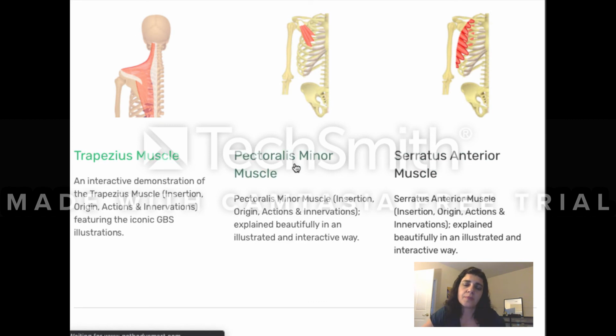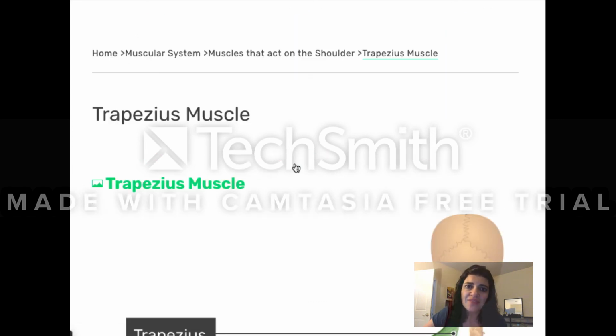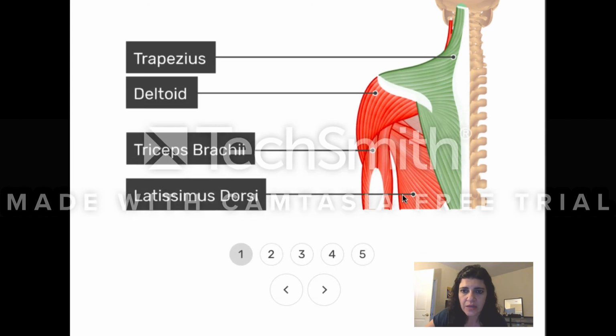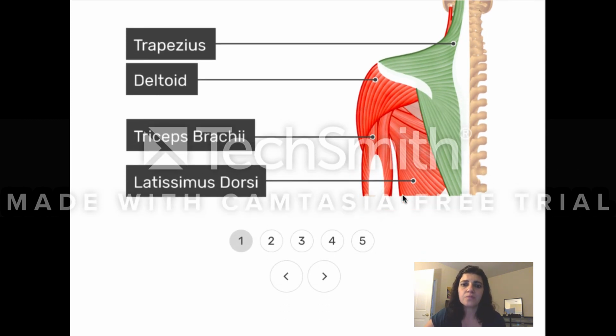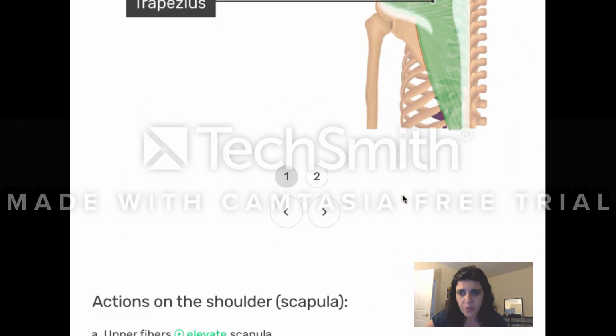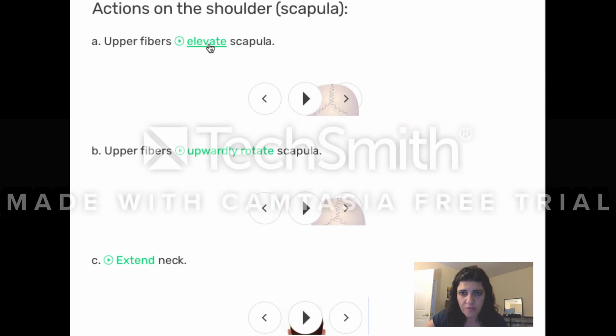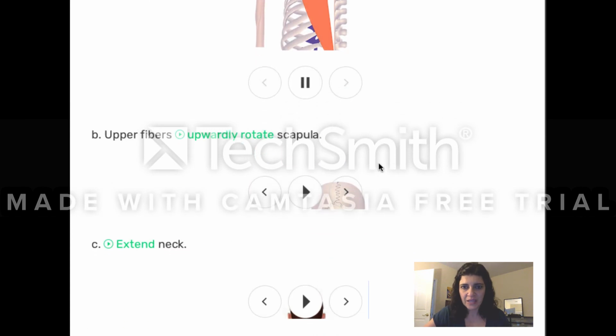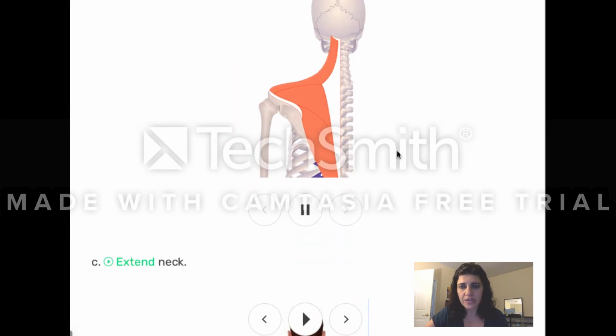So let's look at the trapezius. I don't have the movement for all the muscles here, but at least we can see some. Latissimus dorsi would be the extension. I don't know if we have it here, but we have the trapezius. So let's look at the trapezius movement. Elevate scapula. See? It's like elevation. And then upwardly rotate scapula. So that's what the trapezius does.